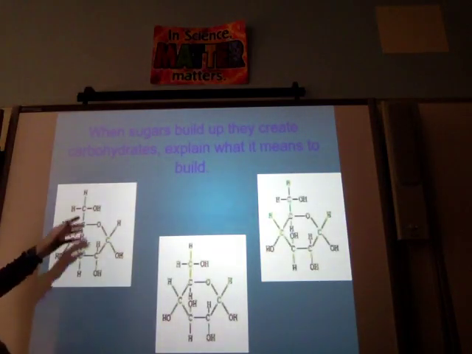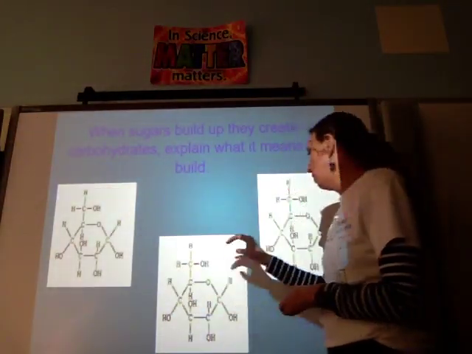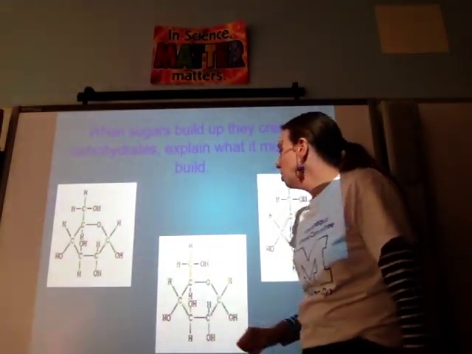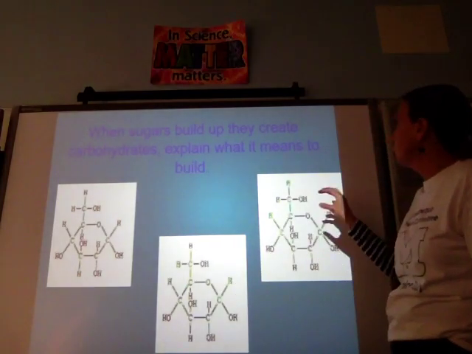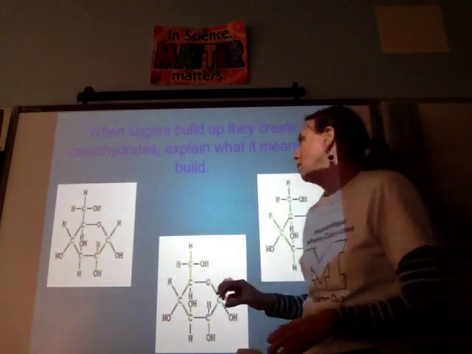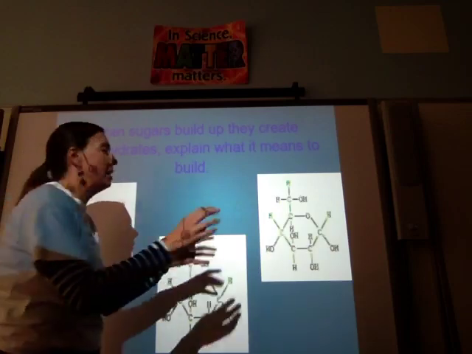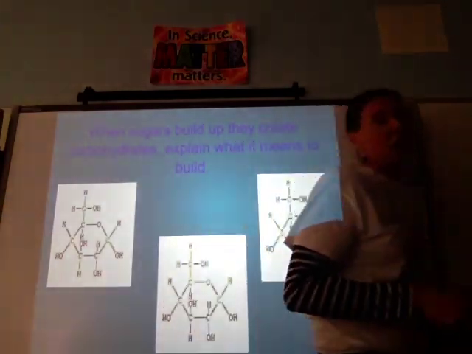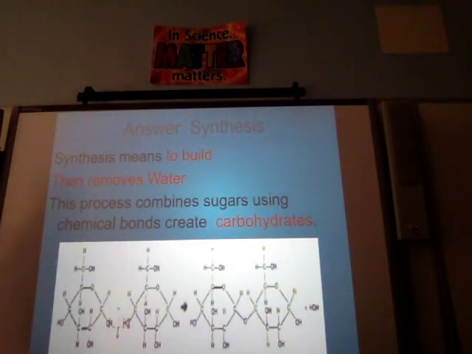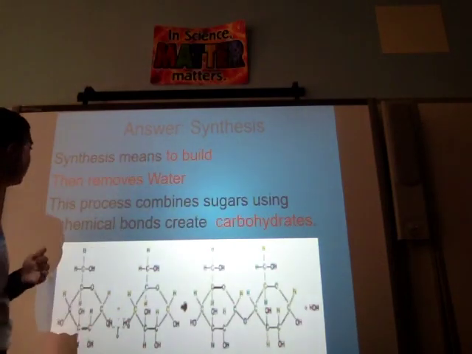So if we take a look, here's a bunch of glucoses, right? So we've got one, and then we've got another one, and then we've got another one. So it's 1 sugar, 2 sugars, and 3 sugars. Now, when you build them up, so that means that 1 sugar is added to another sugar, and then is added to another sugar, that process has a special name. That process is called synthesis. So, synthesis means to build up.